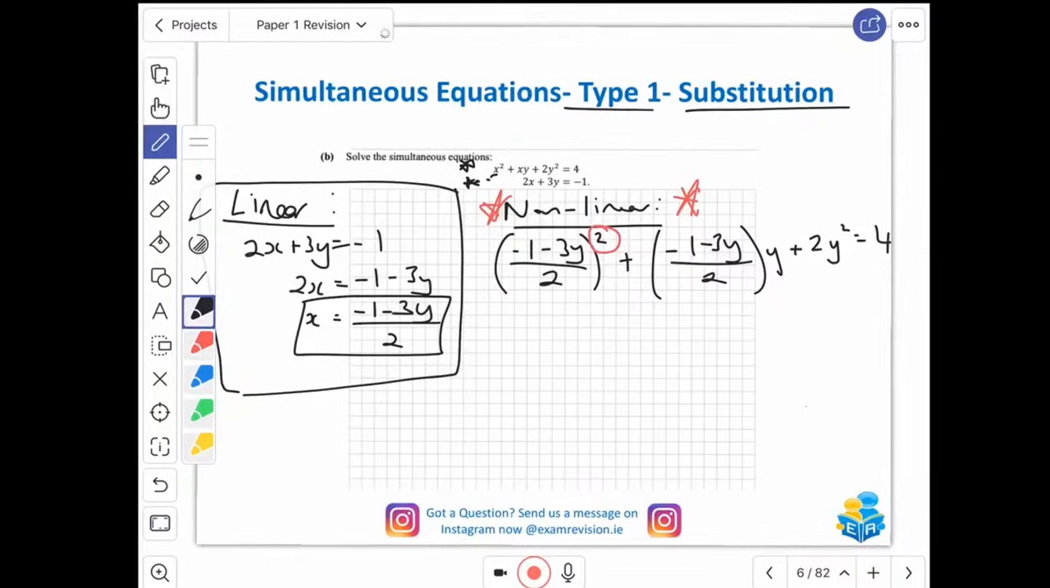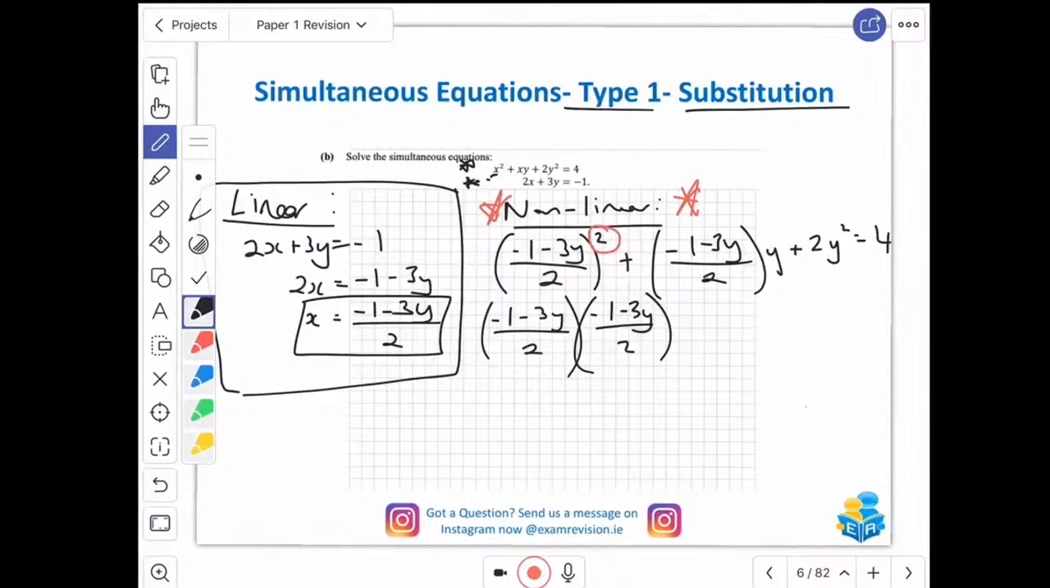Now, depending on what way you've learned squaring out brackets, whether you use the array method, the distribution method, there's loads of different ways. So I'm not going to go through that today because that should be something you're comfortable with, but we're going to square out this bracket. Just remember that that means that bracket's going to be multiplied by itself. So if you want to write that out, that's going to be (-1 minus 3y over 2) times (-1 minus 3y over 2).